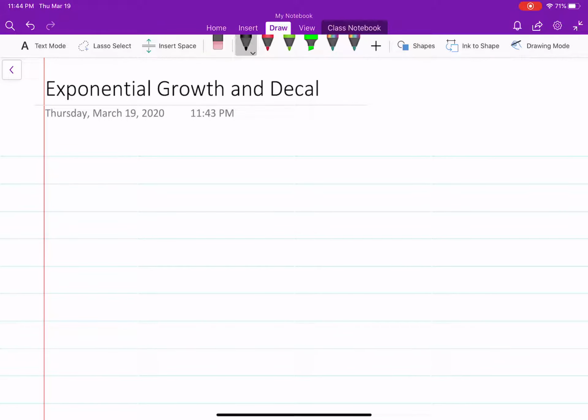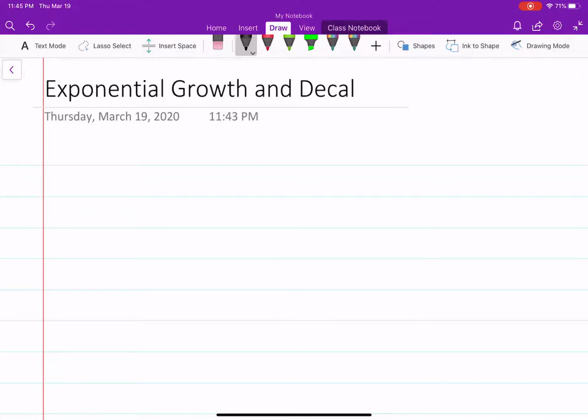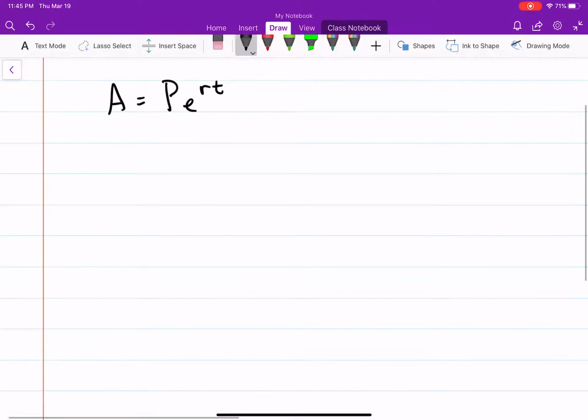Okay, welcome to Exponential Growth and Decay. So, back a little while ago, we were talking about compound interest, and if it was compounded continuously, we had the equation A is equal to Pe raised to the rt. Okay, so in growth and decay, they like to use A is equal to A naught e to the kt. Everything still stands the same.